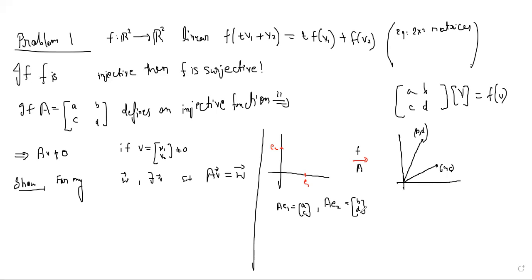Now, if these two things are in the image, it means that all linear combinations of these are also in the image, right? You can take any linear combination, lambda one times this, lambda two times this. These are all in the image. This is a feature of linear functions. When any two things are in the image, then everything that you can get from those two by adding and multiplying by scalars will be there. It's called the linear span, but we don't need to know that.